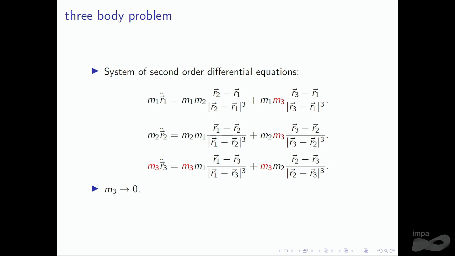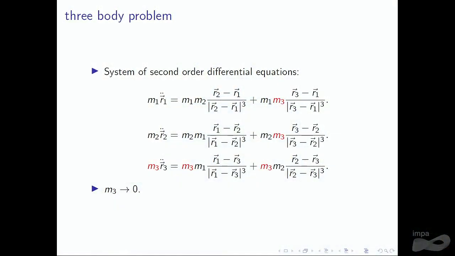So in this case, when we make M3 equal to 0, we see that the first two equations get the form of the two-body problem. M3 does not influence these first two bodies, so they behave as in the two-body problem. And in the third equation, you see that it's possible to cancel M3, so it disappears.